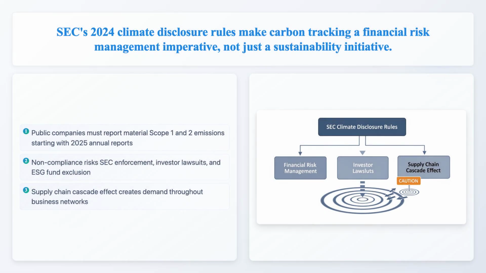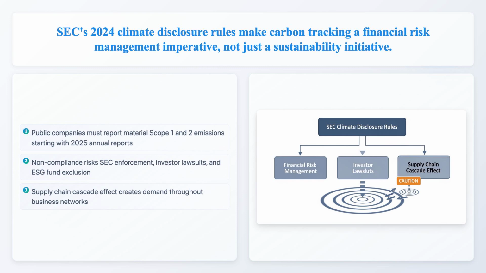In the USA, the primary driver is the SEC's 2024 Climate Disclosure Rules. These regulations require public companies to report material Scope 1 and Scope 2 greenhouse gas emissions in their annual reports, starting with 2025 filings for large accelerated filers. This isn't just about compliance, it's about financial risk management. Companies that can't accurately track and report their emissions face potential SEC enforcement actions, investor lawsuits, and exclusion from ESG-focused investment funds. The rules create a cascade effect throughout supply chains as public companies demand emissions data from their suppliers to complete their own reporting.